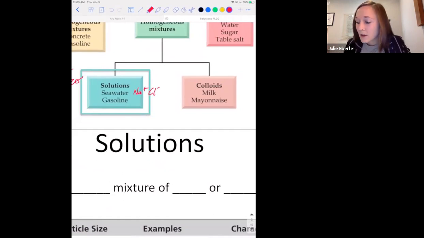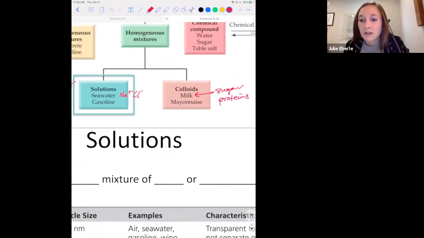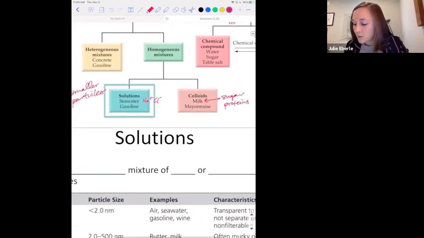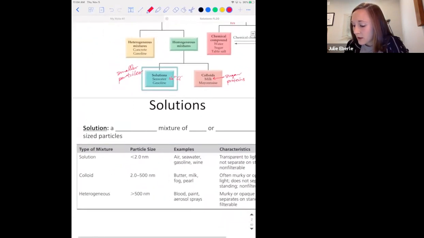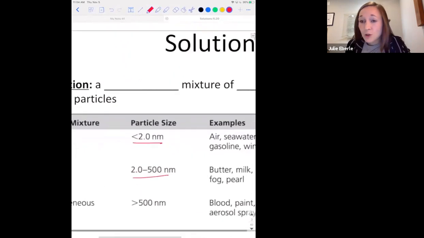Ions are very tiny compared to things like sugar and proteins, which are in milk, okay? So the difference here is the size of the particles. Solutions contain smaller particles. And if you're wondering how small, this table down here tells you the particle size. First, to be classified as a solution, the particles in that solution have to be smaller than 2 nanometers.